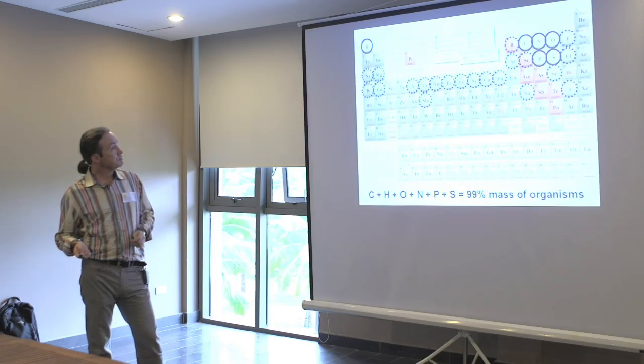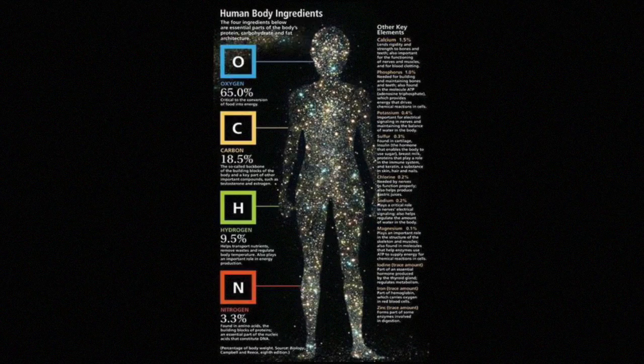And here's an example. You can see the composition of our body. Okay? You are mainly oxygen, carbon, hydrogen, and nitrogen. And that's all.